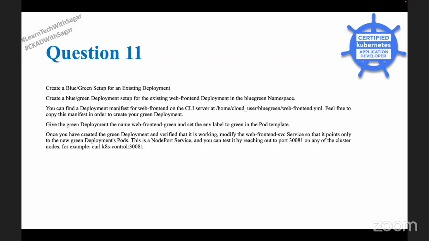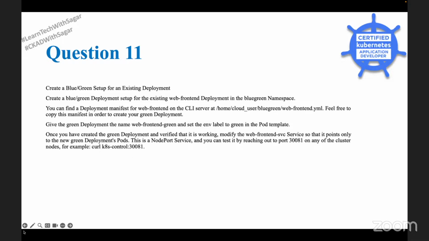You can find the deployment manifest for the web front-end on the CLI server at this path, and feel free to copy this manifest in order to create your green deployment. Give the green deployment the name frontend-green and set the environment label to green in the pod template. Once you have created the green deployment and verified that it is working, modify the web front-end service so that it points only to the new green deployment pods. This is a NodePort service, and you can test it by reaching port 3081 on any of the cluster nodes.